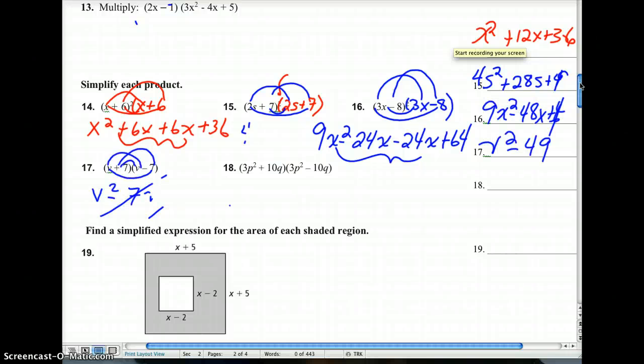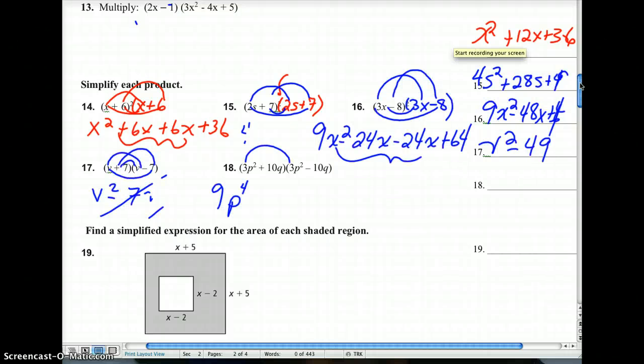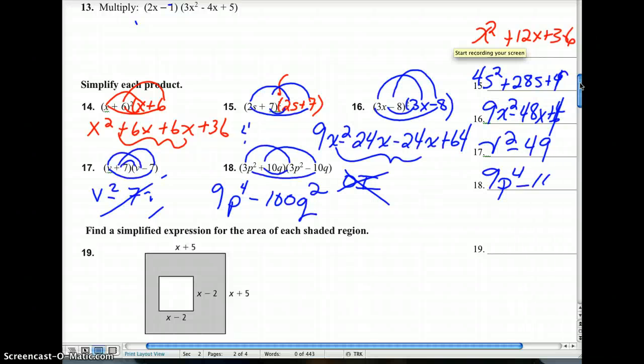For number 18, 9 is 3 times 3, and p squared times p squared. We add the exponents when we multiply. It would give me p to the 4th. Again, my outside would be minus 30 p squared cubed. My inside would be plus 30 p squared cubed. Those are going to cancel out, so I'm not going to write them. On my end, I have minus 100. Q times q is q squared. And again, the O and the I cancel on that one. So I have 9p to the 4th minus 100q squared.